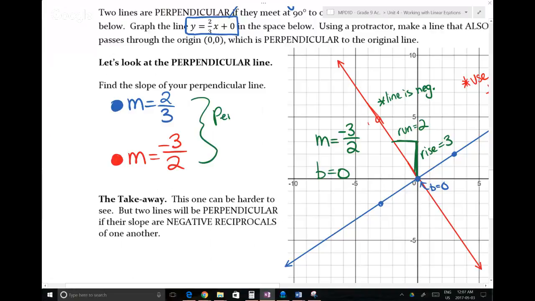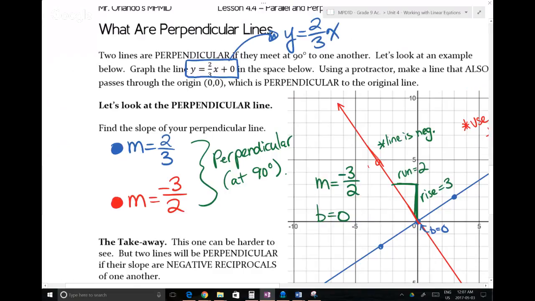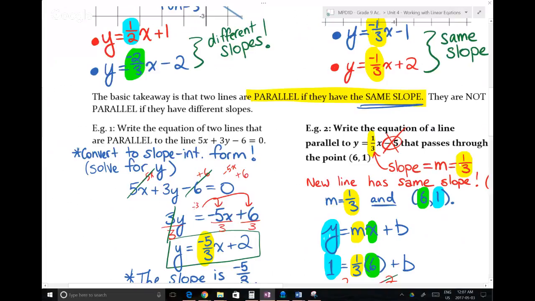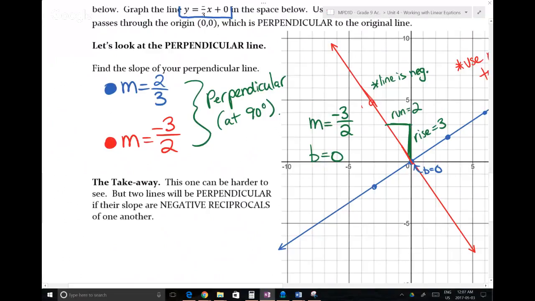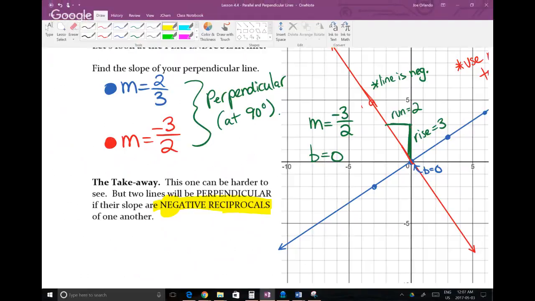And these are perpendicular, which means they're at 90 degrees to one another. Now this one isn't quite as easy to pick up on as the parallel lines, but the perpendicular lines do have a relationship. If you look, 2 over 3 becomes negative 3 over 2. And we call this a negative reciprocal. A negative reciprocal.